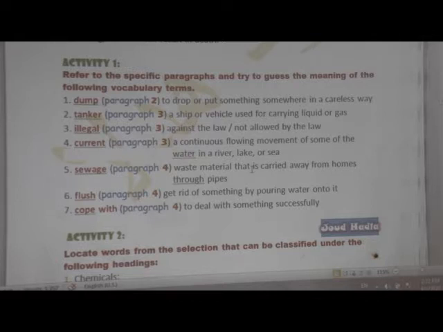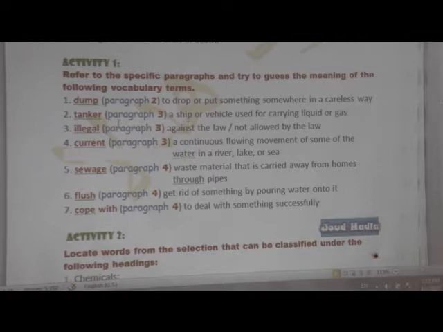I did this activity for you, and you only need to memorize the words by heart with their definitions. Now I read activity 1 for you. Refer to the specific paragraphs. Refer means have a look. Look at the specific paragraphs and try to guess the meaning of the following vocabulary terms. We read an article on page 150, and in activity 1 we need to find the meaning of these words in English. I've done everything for you, and you only need to memorize the words and their definitions in order to be ready for an oral exam later.